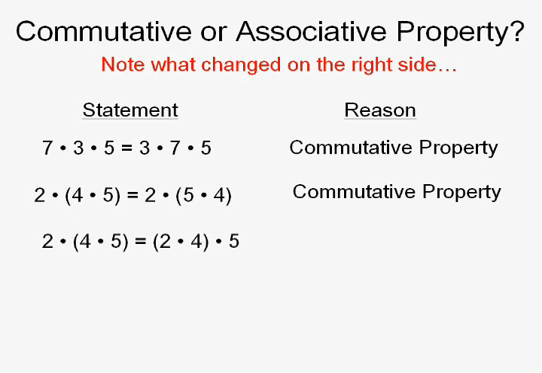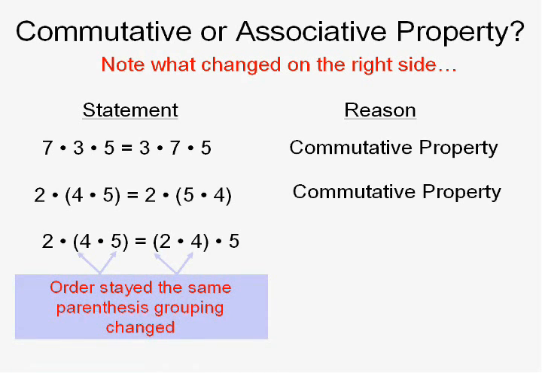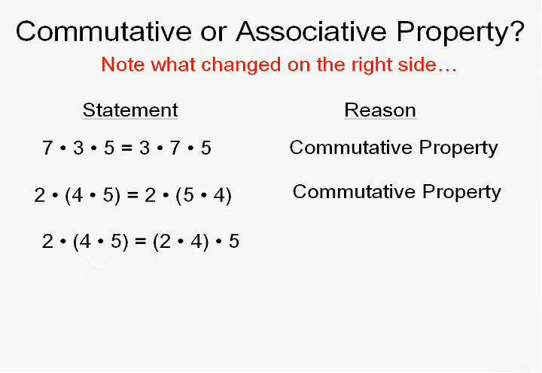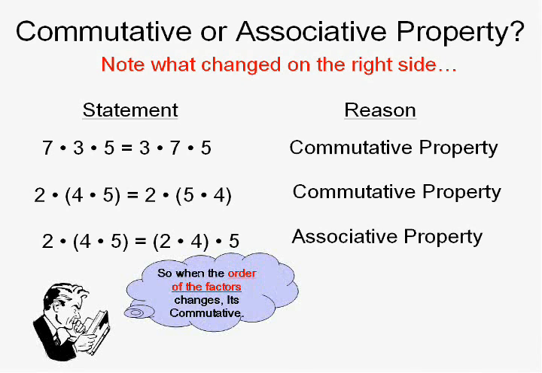This one, the parentheses changed, didn't they? But the order did not. This is 2, 4, and 5 on the left side, and 2, 4, and 5 on the right side. The only thing that changed was the parentheses. See how the order stayed the same, but the parentheses changed? That's the associative property. You can see why people get confused.